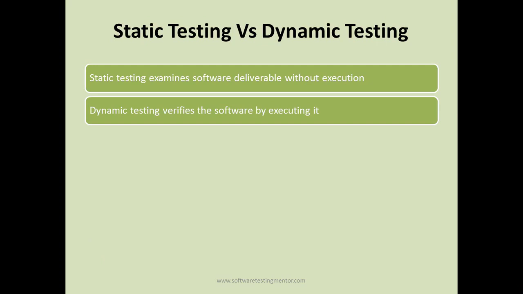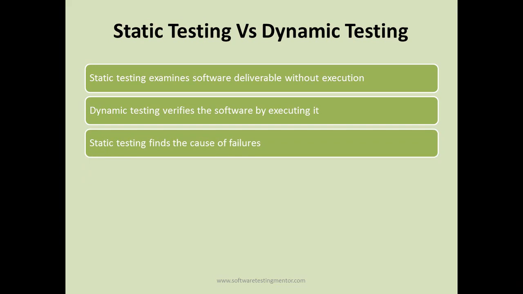So static testing is up to your code, up to the coding phase. But dynamic testing starts when the developer builds that code into some sort of executable and gives that executable to the testers, which can be installed on the servers and executed, where from then on dynamic testing starts.